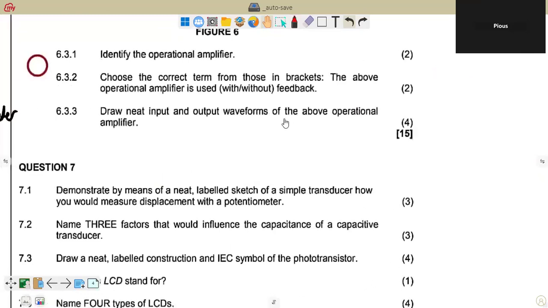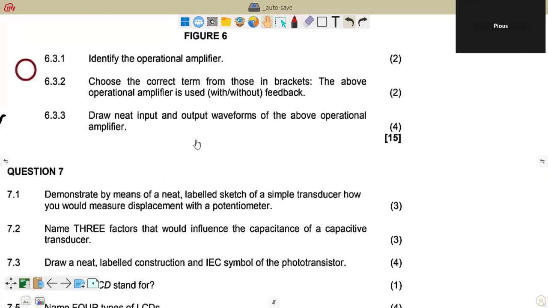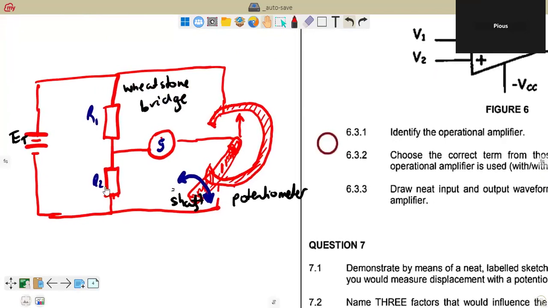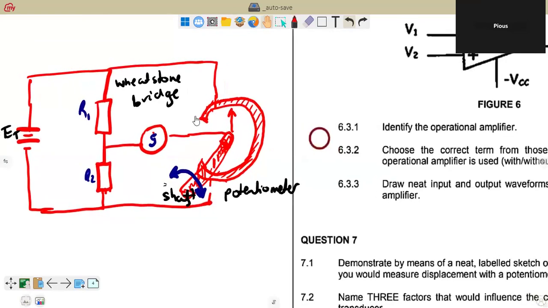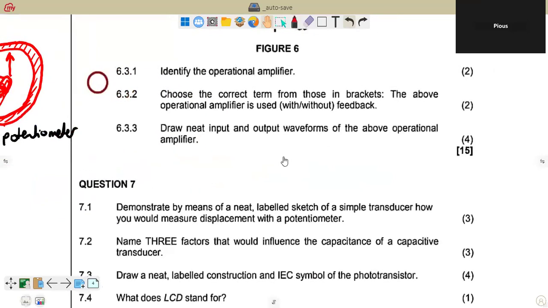Question number 7 asks for a neat labeled sketch of a simple transducer showing how you would measure displacement with a potentiometer. With our diagram, we have our R1, our R2 together with our galvanometer, and they form a Wheatstone bridge. That's the bridge which has been formed there. So this was our diagram, with the shaft to the potentiometer as indicated.